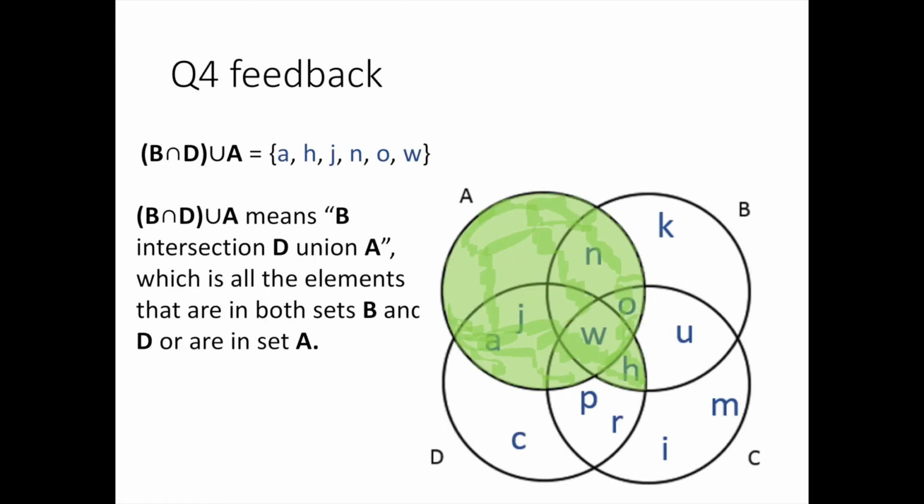Question 4, feedback. This asked for all the elements in B intersection D union A. This is all the elements that are in both sets B and D, or those that are in set A. This is shown by the shaded region in the diagram and was elements A, H, J, N, O and W.